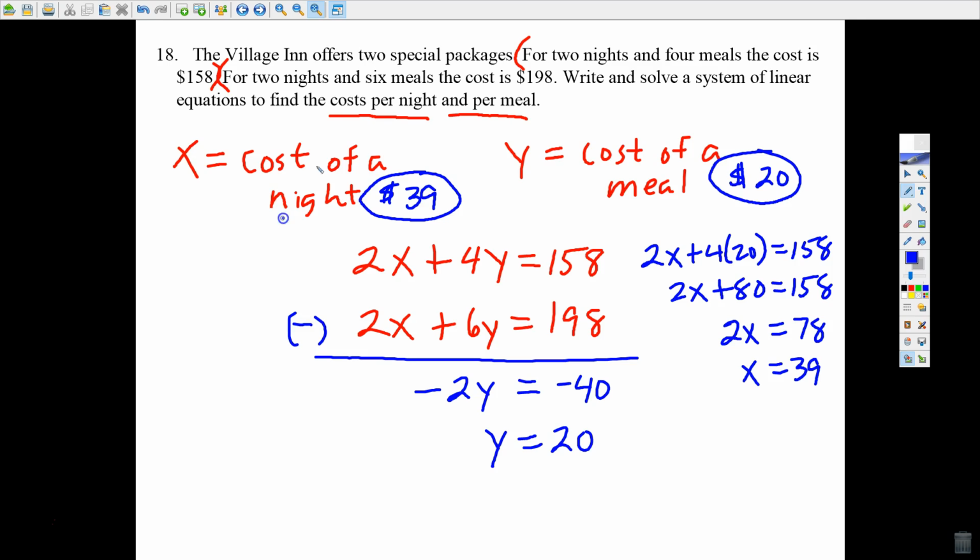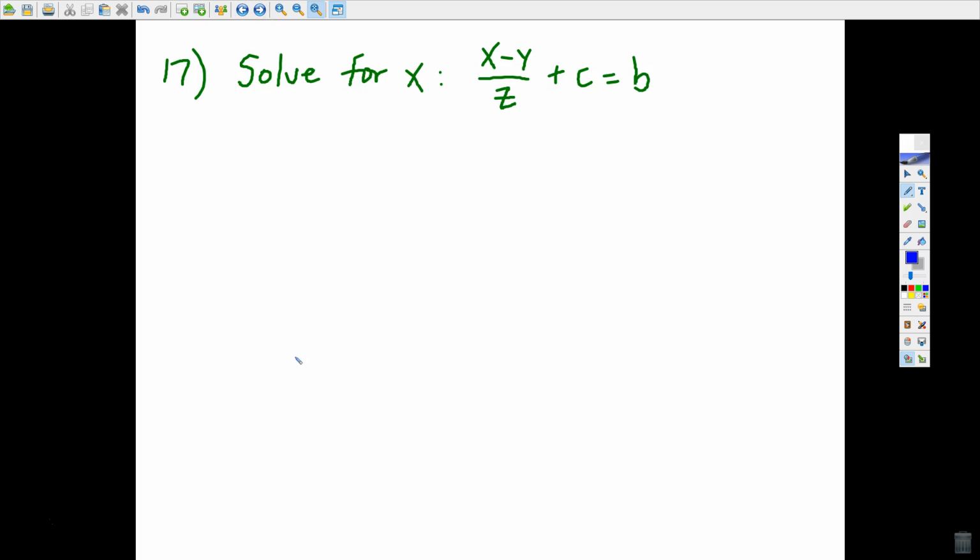If you set your variables up like I've done here, where you say x is cost of a night, and then you just come up there and plug it in beside it, I'm fine with this. But some people don't tell me what the variables represent, so therefore you need to give me some sort of sentence. Okay, that makes sense? Any other questions? All right, let's move on to number 17.